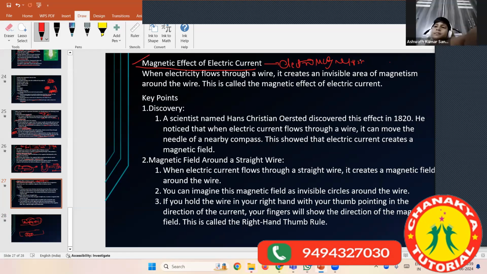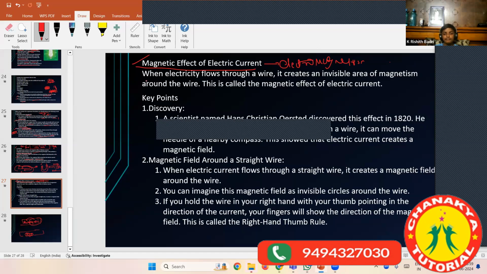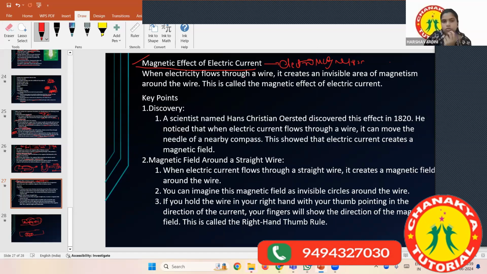I'm asking you about the magnetic effect of electric current. It means it's electromagnetism, right? Yes. Okay, now when electricity flows through a wire, it creates an invisible area of magnetism around the wire. This is a basic thing you should know. When electricity flows through a wire, it creates an invisible area of magnetism around the wire. This is called the magnetic effect of electric current.